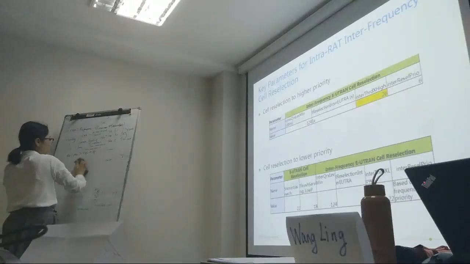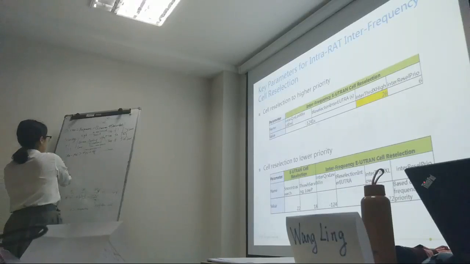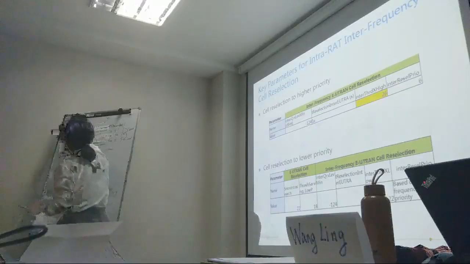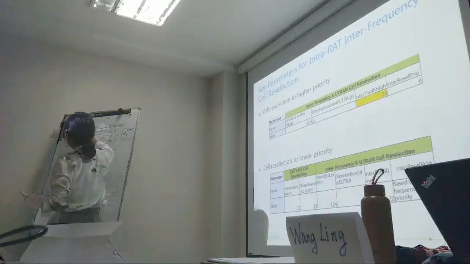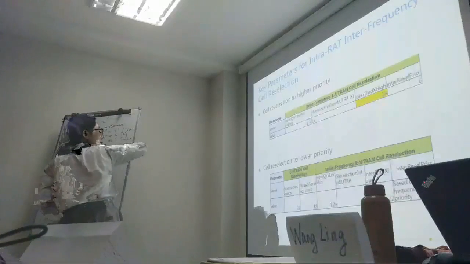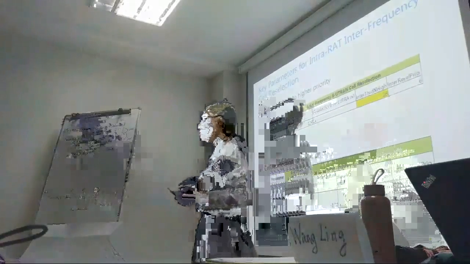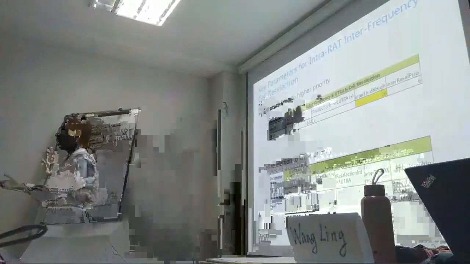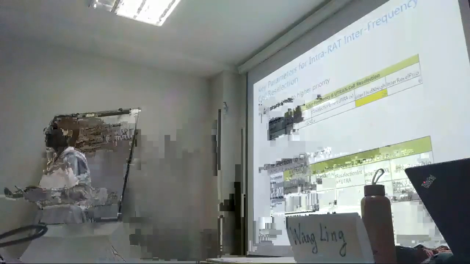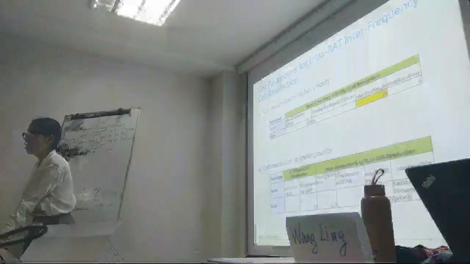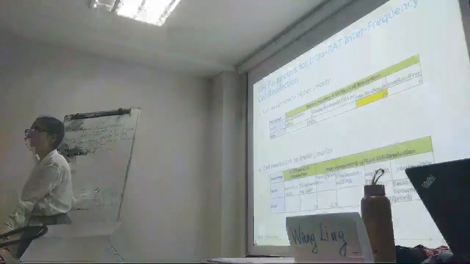Now we consider the high priority and low priority. So for high priority, as I said, we don't need to use the threshold to control. So here we don't have the threshold. It always performs the measurement. Yes. So for high priority, in handover we use which event? A4, right?